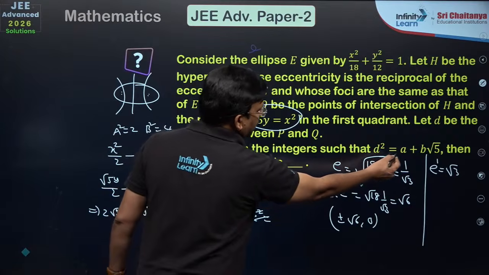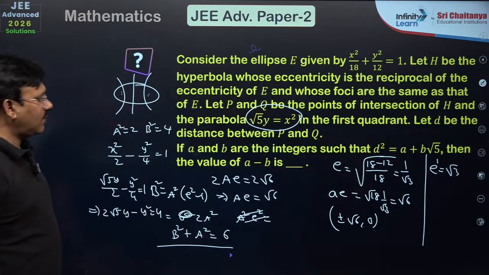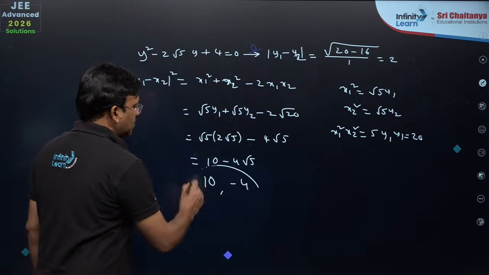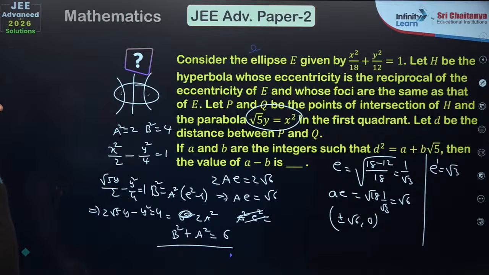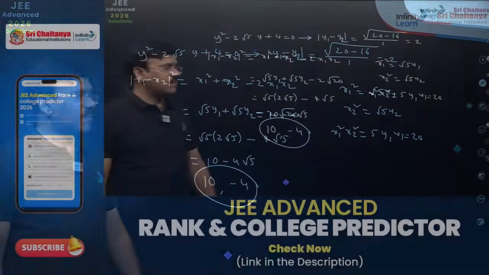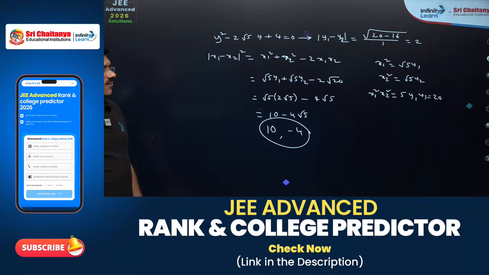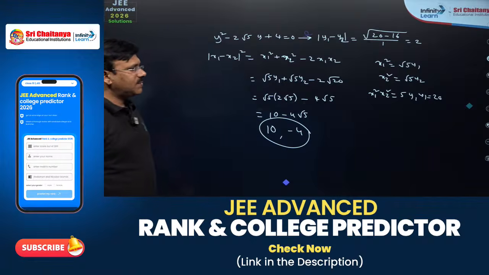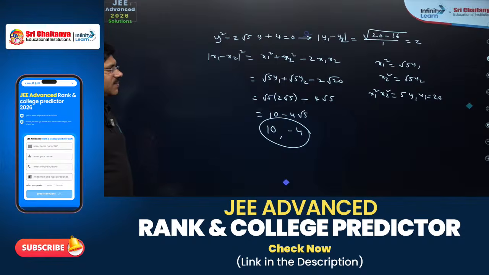The distance between PQ is a plus b root 5, and a is going to be 10, b is going to be minus 4, and hence a minus b he is asking. 10 plus 4 could be the answer, dear friends. Okay, the answer is going to be 10. You just simplify this, you will get a minus b must be 18.